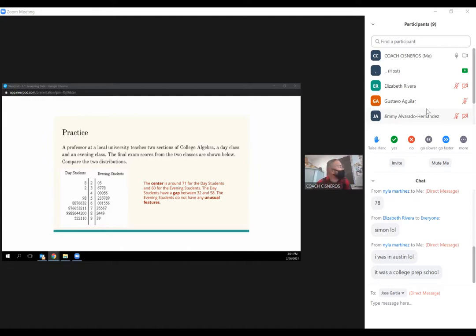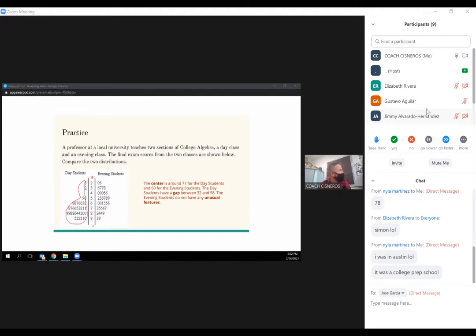Think about this. If you're going to tilt your head, which way are you going to tilt your head? Tilt it to the left. So we know the day students are skewed for sure, right? Which direction is it skewed? It's got to be skewed to the left because the low numbers are on this side, so the tail is on this side.